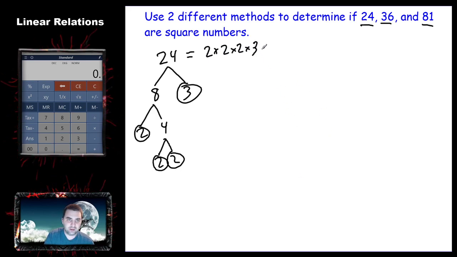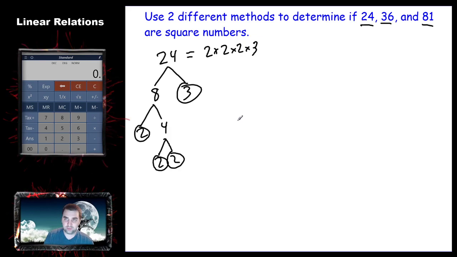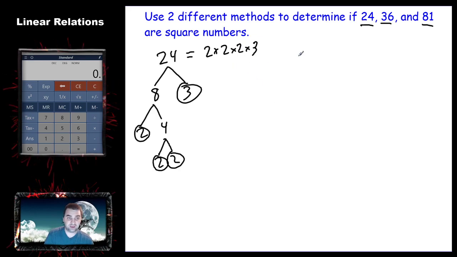All right. And if you want, now is a good time where you can pause the video and try the other method to see if you get the same answer.